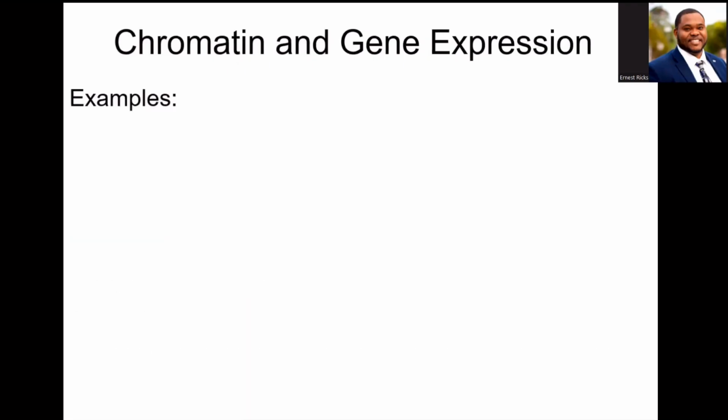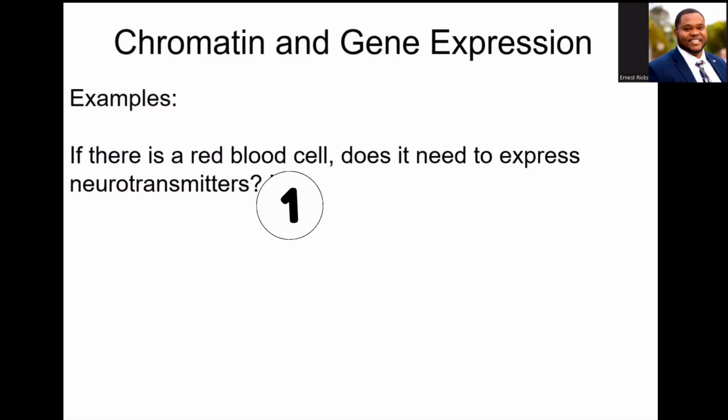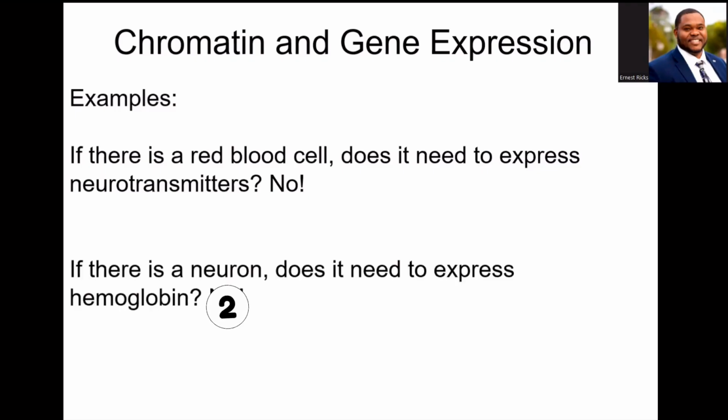All right. So let me give an example. If there is a red blood cell, does it need to express neurotransmitters? No, we talked about that earlier. Neurotransmitters are not needed in red blood cells, but they are needed in neurons, right? So if there's a neuron, does it need to express hemoglobin? No, it does not, right? So in those particular cases, those genes will be turned off.